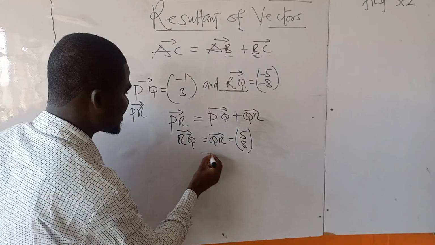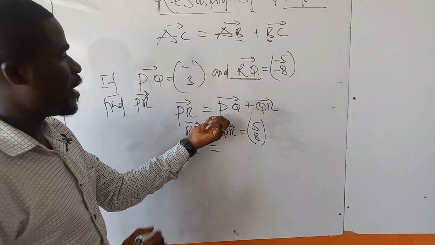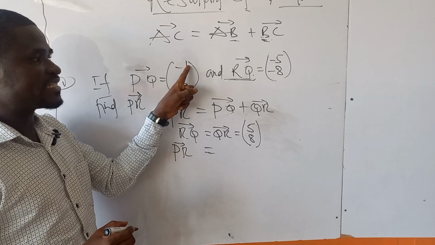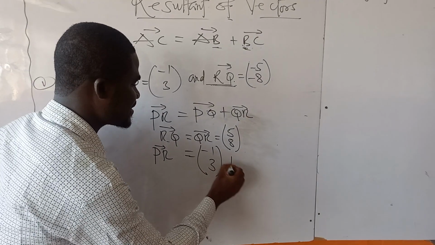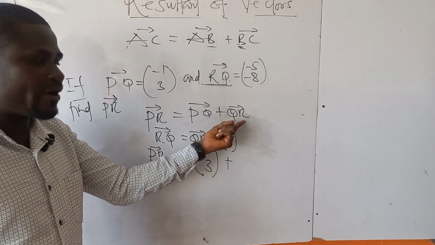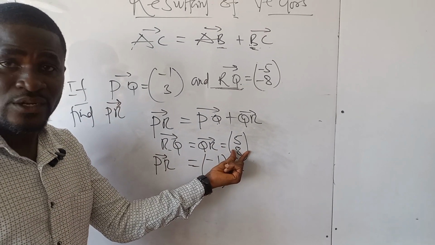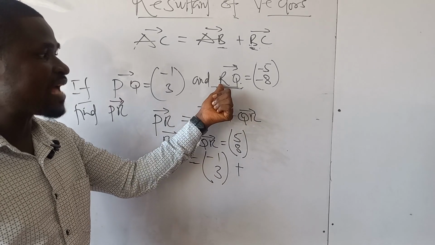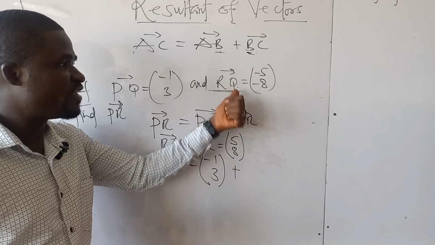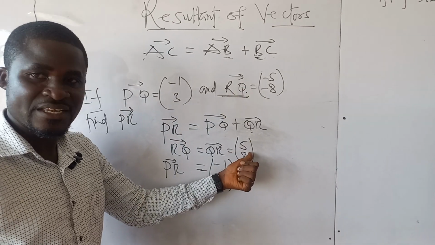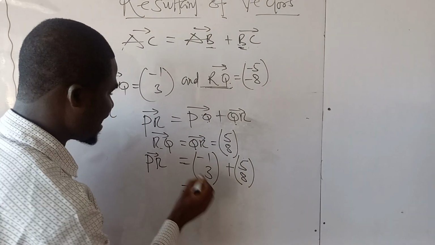Good. Now let's add it. Vector PR equals, now PQ, we know PQ, negative 1, 3. So negative 1, 3 plus, we know vector QR. This is QR. Take note. In the question, they give us RQ, but per our formula, we have QR. So we have to inverse this. So the inverse of this is this. So 5, 8.